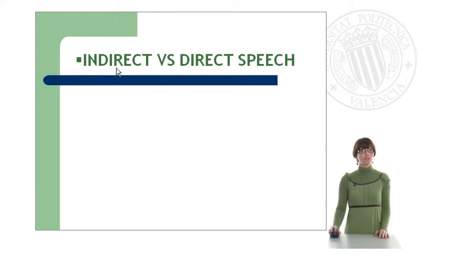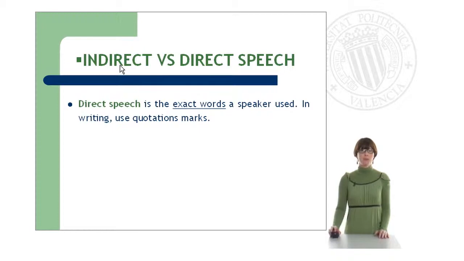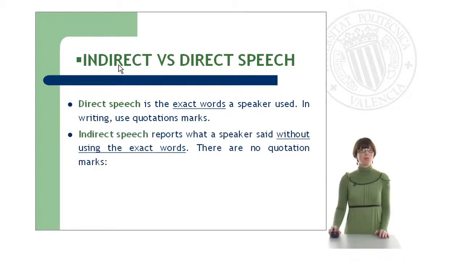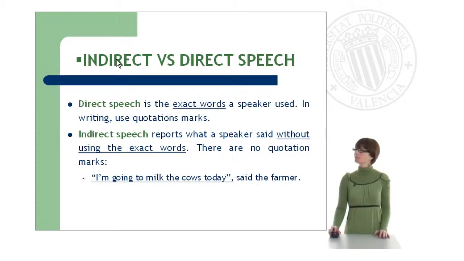So let's have a look at indirect versus direct speech. Direct speech is the exact words a speaker uses. Normally when we write, we use quotation marks in direct speech. On the opposite, indirect speech reports what a speaker said without using the exact words. In this case, there are no quotation marks. Let's have a look at the examples on the screen.